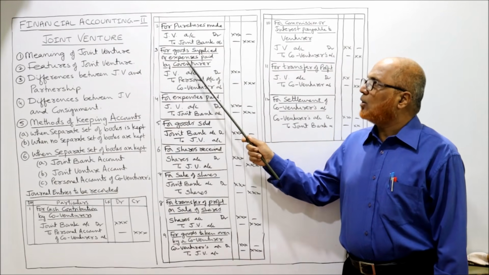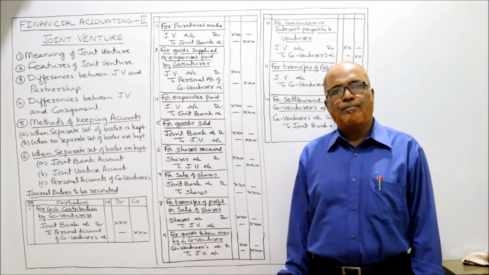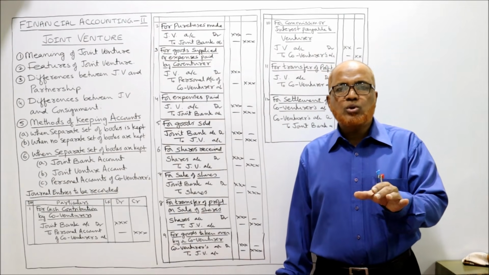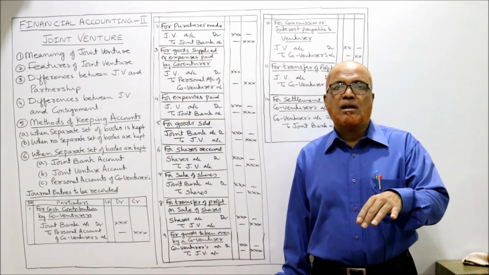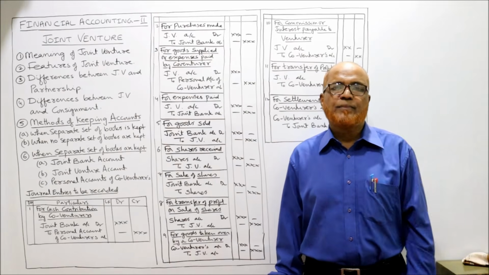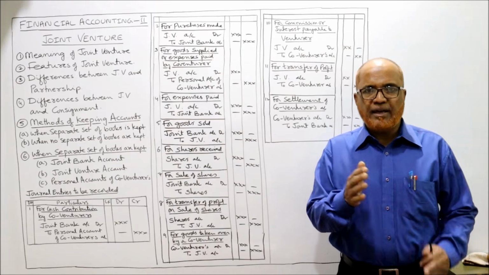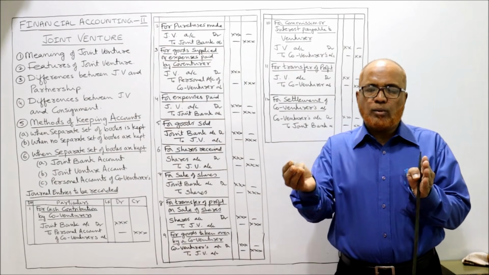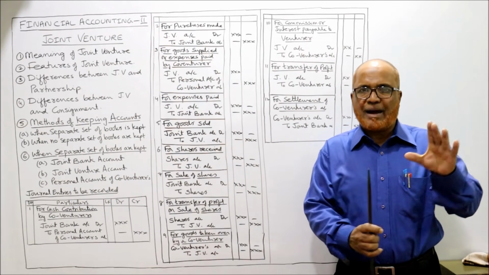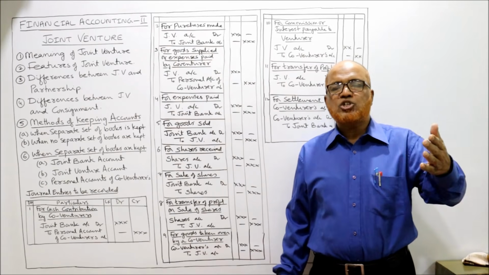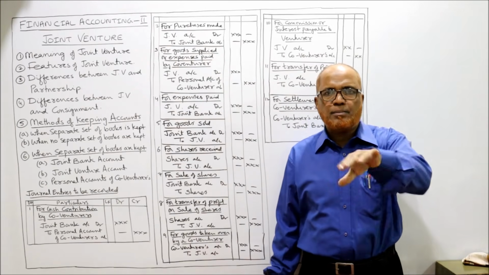For goods supplied or expenses paid by the co-venturer. Sometimes some goods are supplied or expenses are paid by the co-venturer. Normally expenses are paid from joint bank account. Now A and B are 2 co-venturers, both together contributed 1 lakh and 2 lakh rupees, and the money is in the bank. Now whatever material has to be purchased or expenses to be paid, we will pay from the bank.